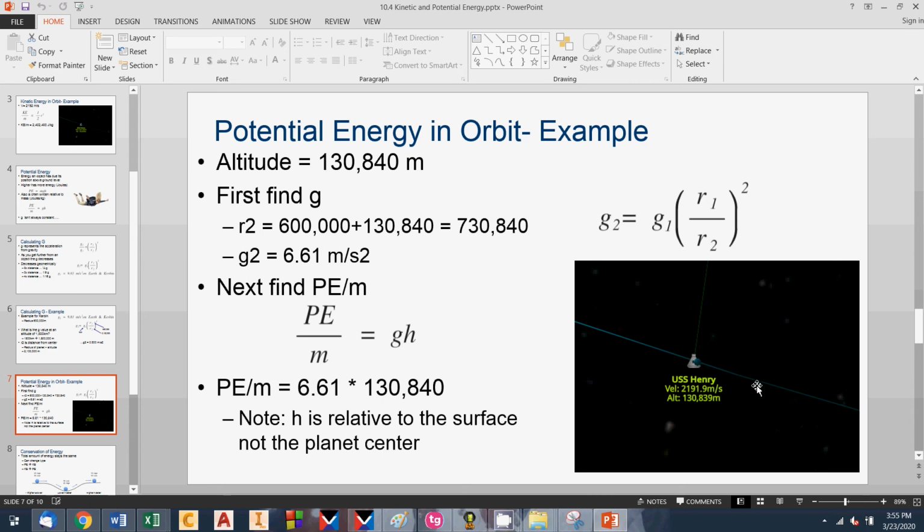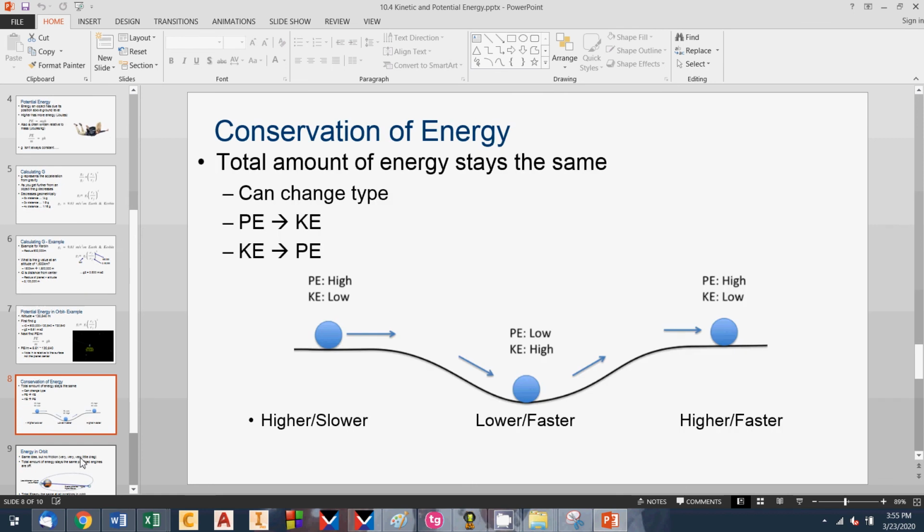So this object has a potential energy because it's in orbit, and it has a certain amount of kinetic energy because it's moving. So it has both. Now, how do those work together? Our law of conservation of energy tells us that the total amount of energy has to stay the same. We can change from one type of energy to another, and as long as we're not undergoing nuclear fusion, the energy isn't going to convert to mass or anything like that. So we don't have to worry about that.